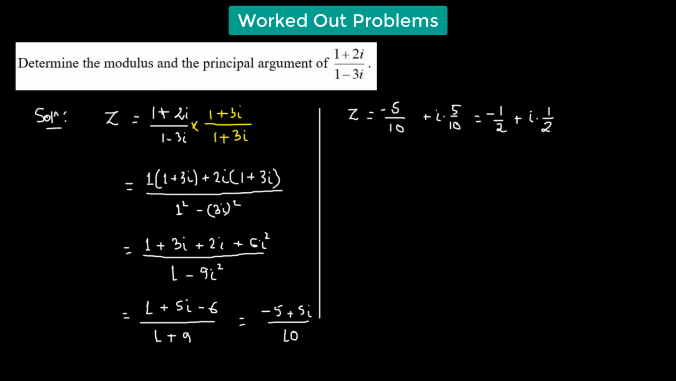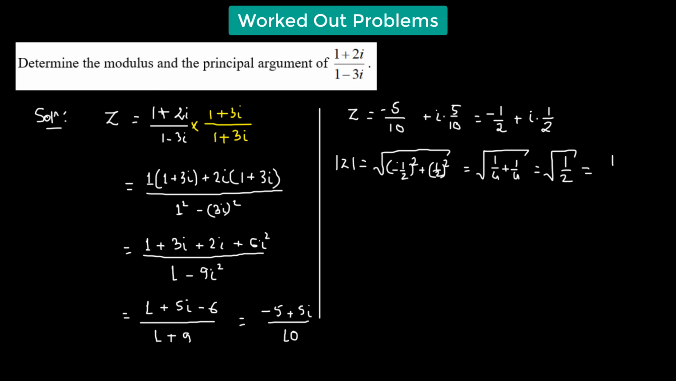Now that we have the complex number in the standard form, let us find out the modulus or the absolute value, which is simply equal to the square root of the real part squared, which is (1/2) squared, plus the imaginary part squared, which is (1/2) squared. That will give us 1/4 plus 1/4, which is the square root of 1/2, or we can say this is 1 over square root of 2.